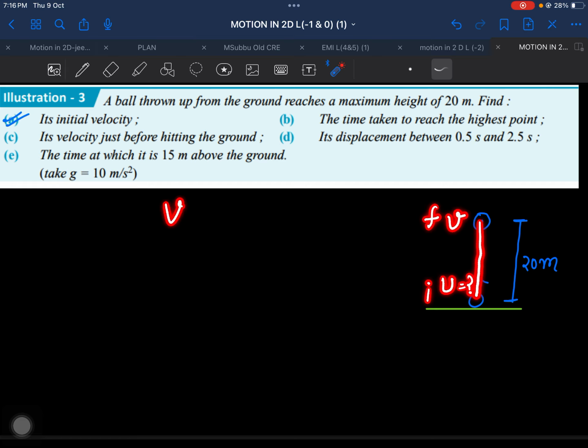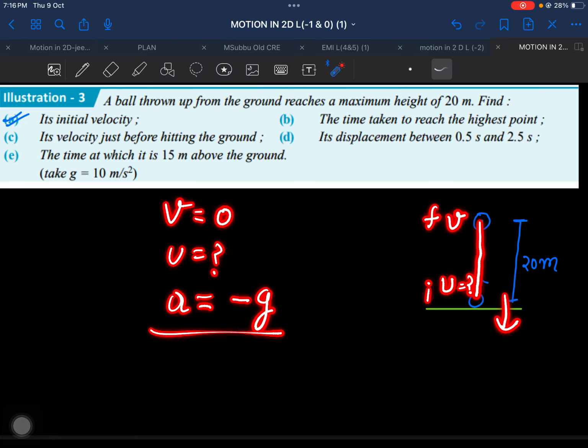So v is equal to 0, right? u we have to find. Acceleration we know, what is that? Minus g, not g, right? Because it is in the downward direction. Acceleration is always towards earth, downwards. Acceleration due to gravity is towards earth, right? That is the only acceleration here. So a is equal to minus g, and we know the displacement, which is equal to plus 20.